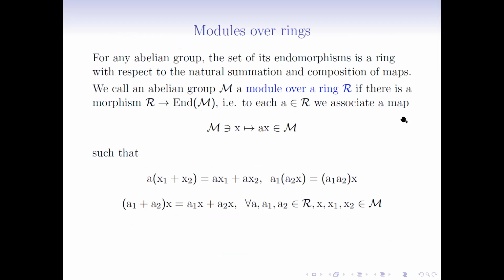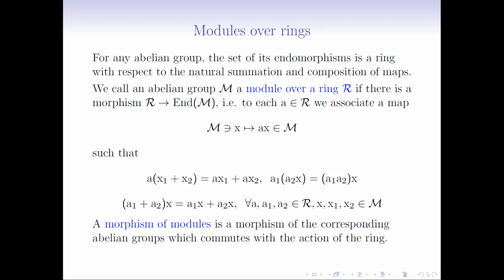We call an abelian group M a module over a ring R if there is a morphism from R to endomorphisms of M. So it means that for any a from R, we have a morphism of the corresponding abelian group M. A morphism property means that it respects the sum. So this is the first line. And the second part of the first line and the last line mean that we indeed have a representation of R inside endomorphisms of M.